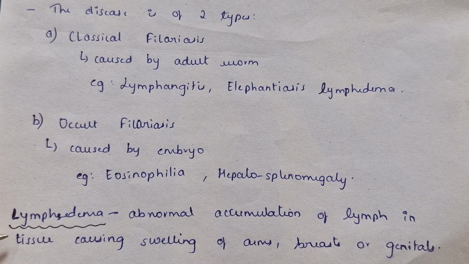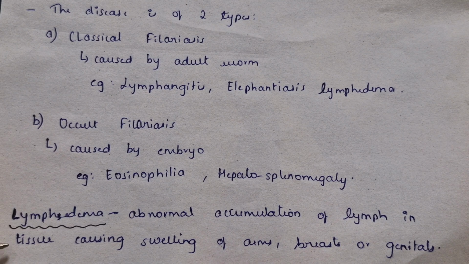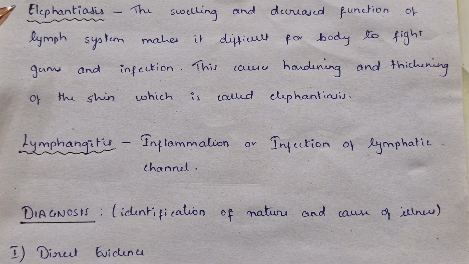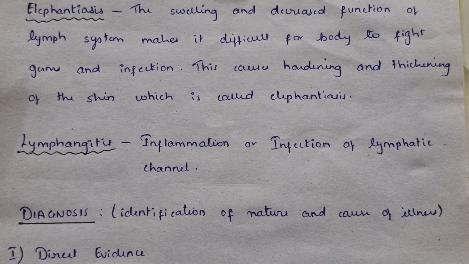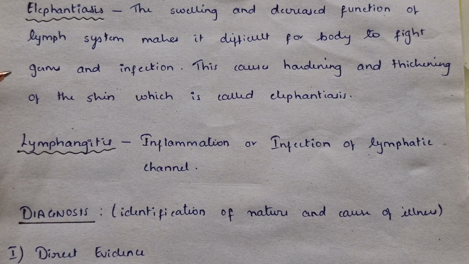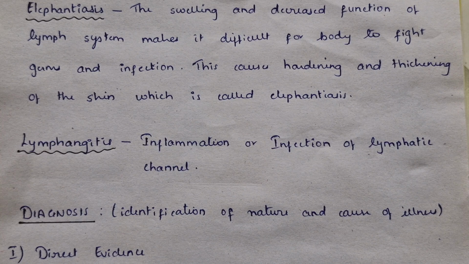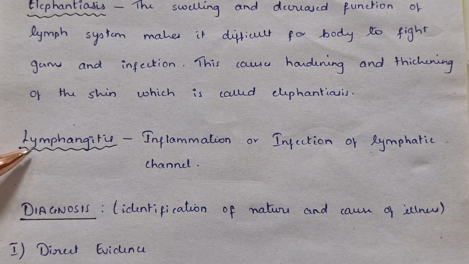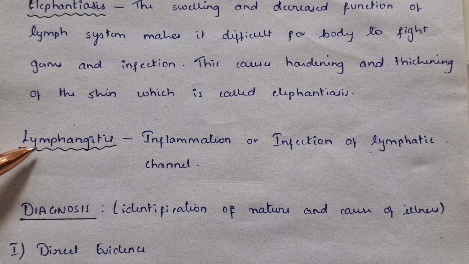Lymphedema is abnormal accumulation of lymph in the tissue, causing swelling of arms, breasts, or genitals. Elephantiasis: the swelling and decreased function of the lymph system makes it difficult for the body to fight germs and infection. This causes hardening and thickening of the skin, which is called elephantiasis. Lymphangitis is inflammation or infection of the lymphatic channel.